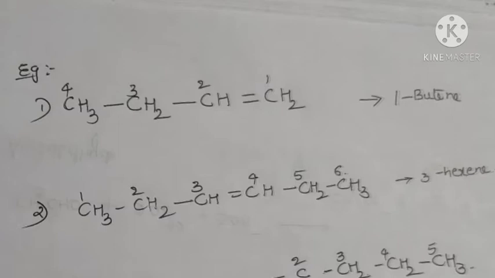But means 4 carbon atoms and ene means double bonded carbon. That means one double bond is present. That is an alkene. In this example, the numbering is 1, 2, 3, 4, 5, 6. The continuous chain contains 6 carbon atoms, but we are naming it by giving the lowest possible number to the double bond. So 3-hexene signifies that the double bond is present between carbon 3 and carbon 4.